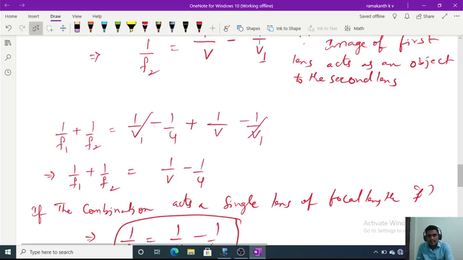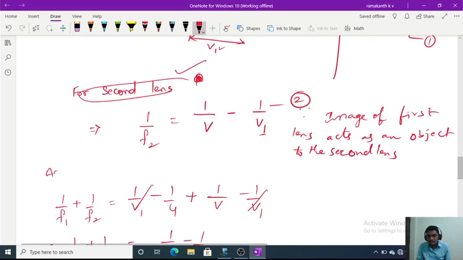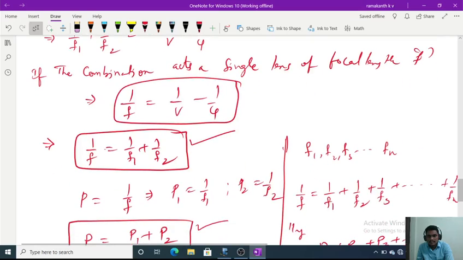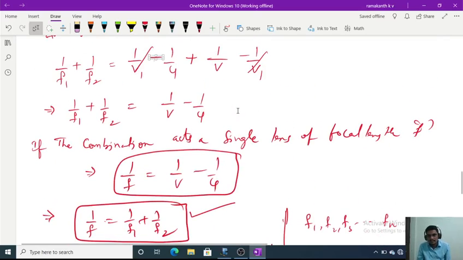If you add these two equations, adding equations 1 and 2, we get the expression 1 by f1 plus 1 by f2 equals 1 by v minus 1 by u. If the combination acts as a single lens of focal length f, then we can write 1 by f equals 1 by v minus 1 by u. If you combine these two expressions, we get 1 by f equals 1 by f1 plus 1 by f2.